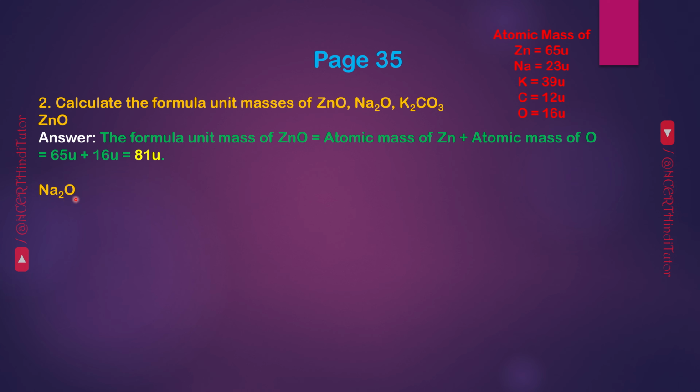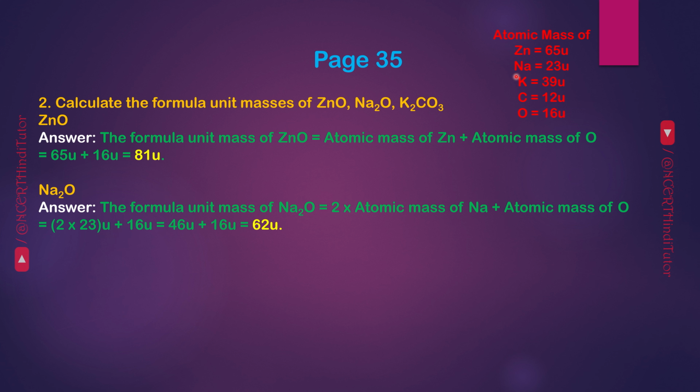Next, Na2O. The formula unit mass of Na2O is equal to 2 into atomic mass of sodium plus atomic mass of oxygen, because here there are two atoms of sodium and one atom of oxygen. Given atomic mass of sodium is equal to 23 unit and that of oxygen is equal to 16 unit. So 2 multiplied by 23 plus 16 unit is equal to, this one gives 46 unit plus 16 unit is equal to 62 unit.